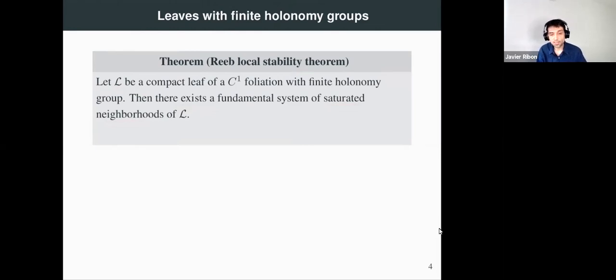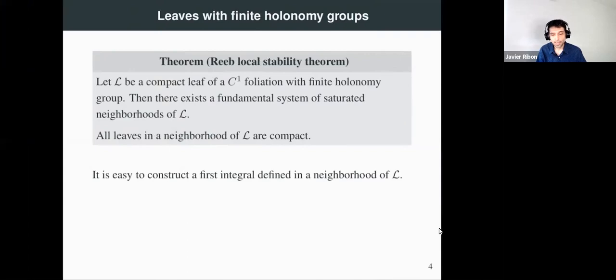Okay, and indeed, you can go a little bit further. In this case, all leaves in a neighborhood of L are compact. So when we have a finite holonomy group for a compact leaf and a C1 foliation, then all leaves in a neighborhood of our compact leaf are also compact.